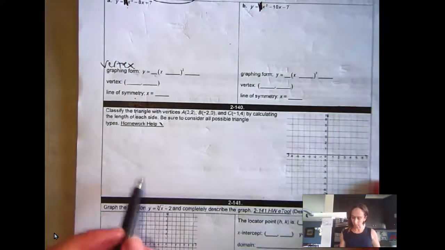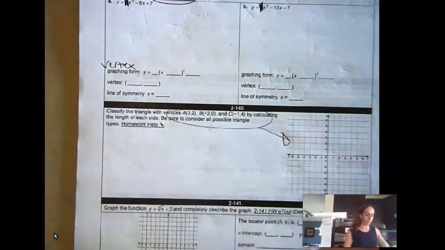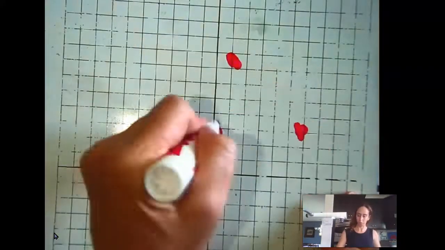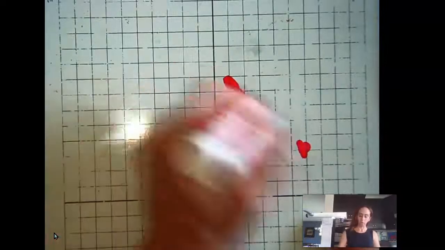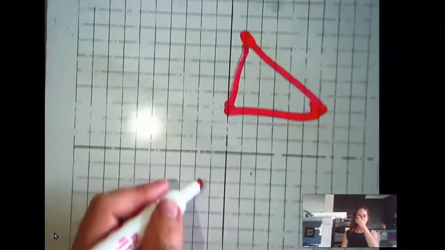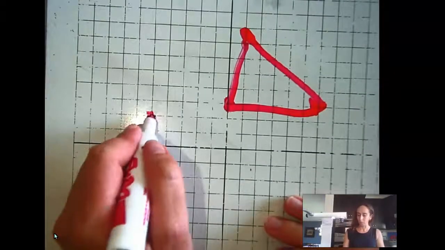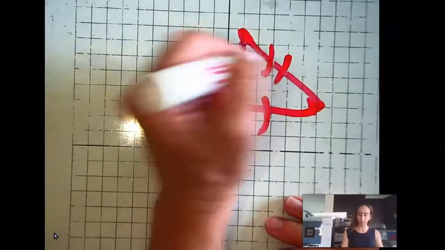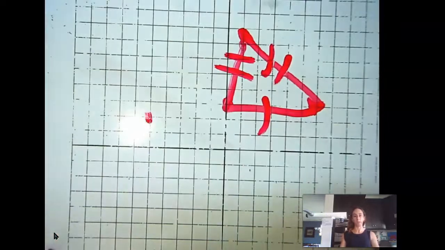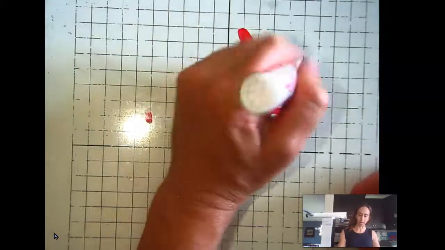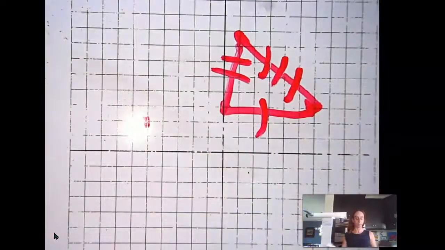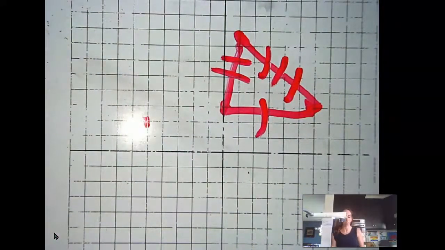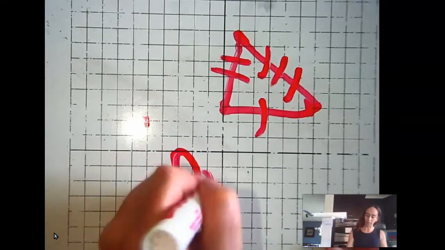All right, so it looks like they want you to graph these points here, and then you're going to make a triangle. So let's say I made a triangle. 1, 2, 3. Okay? Then they want you to classify the triangle. Do you remember when you would do things like if it was equilateral, which means all the sides were the same, isosceles if 2 sides were the same, scalene if none of the sides were the same? What does that mean you're going to have to do? You're going to have to find the distance.